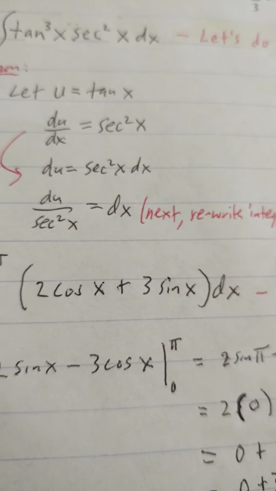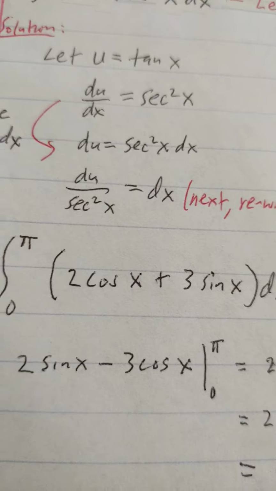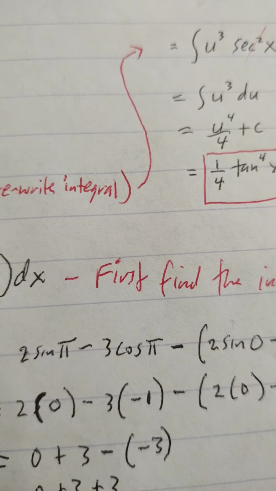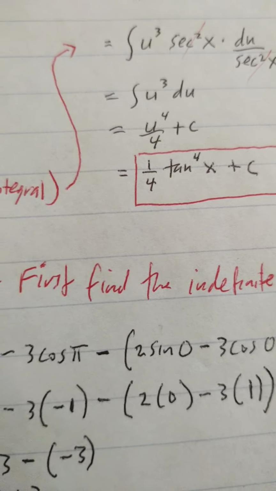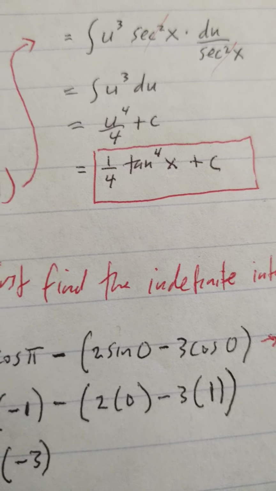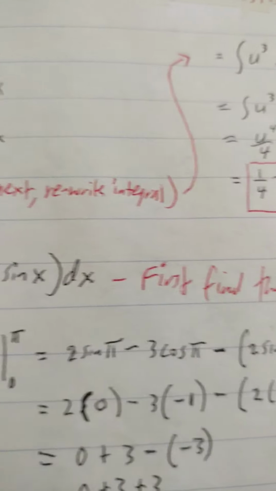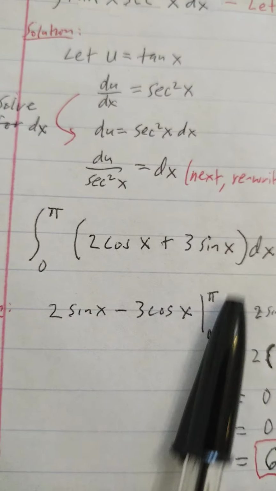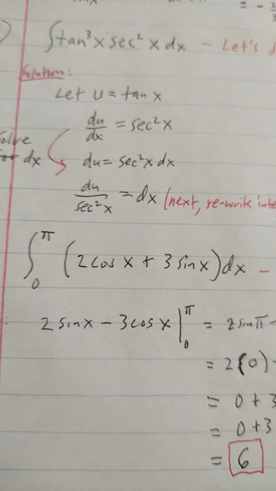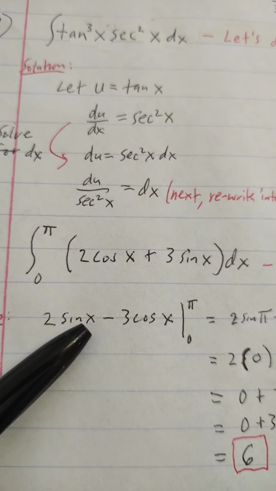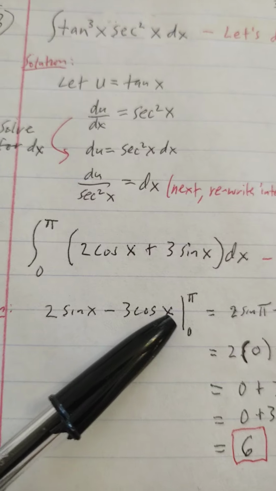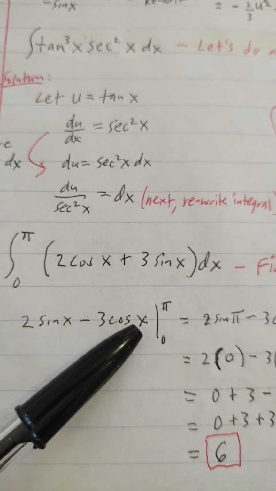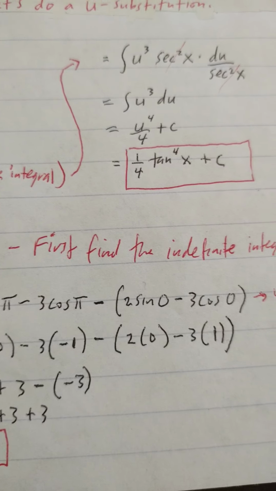Okay, you input the pi first. So wherever you see an x, you're going to write pi. So I get 2 sine pi minus 3 cosine pi minus the expression 2 sine 0 minus 3 cosine 0. Let's just look at that again. First we inputted the pi right there, and we get 2 sine pi minus 3 cosine pi minus parentheses, then you input the 0: 2 sine 0 minus 3 cosine 0, which we have right there.